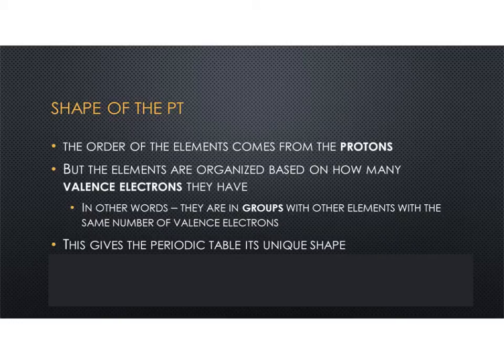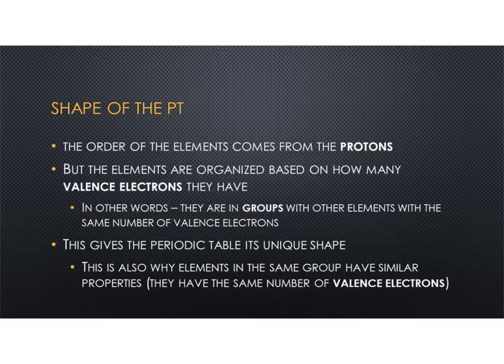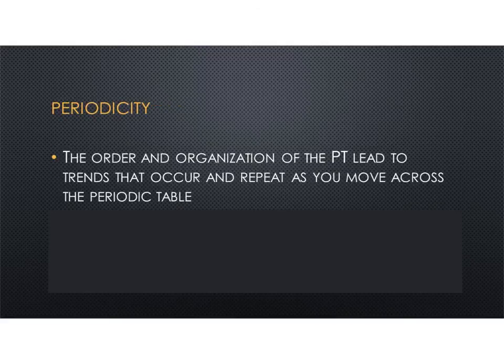This organization gives the periodic table its shape, that U shape, or I like to think of it as a canyon shape. And I already talked about this last bullet point, and this is why the elements in the same group have similar properties. They have the same number of valence electrons. That order and the organization, the order coming from protons, the organization coming from valence electrons, on the periodic table leads to trends that occur.